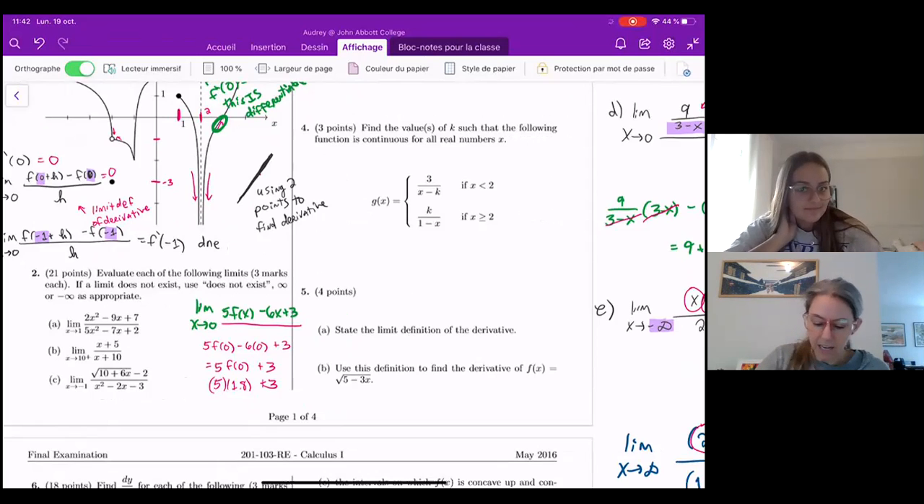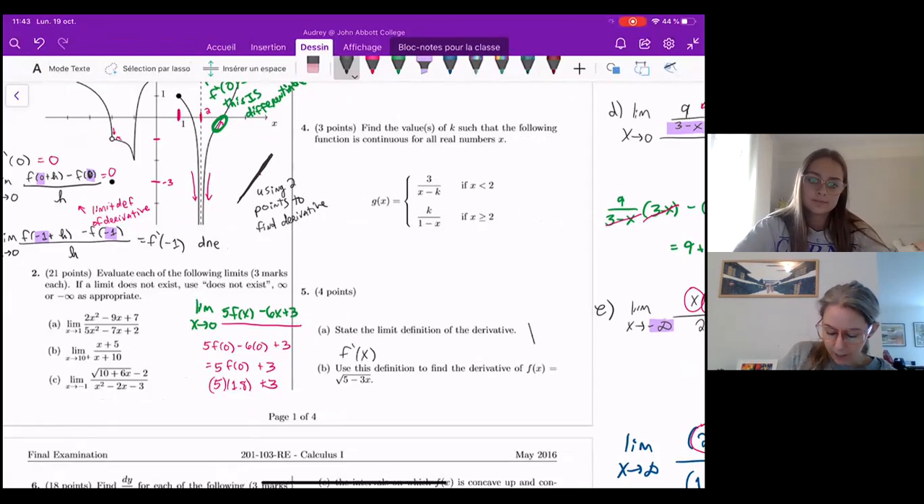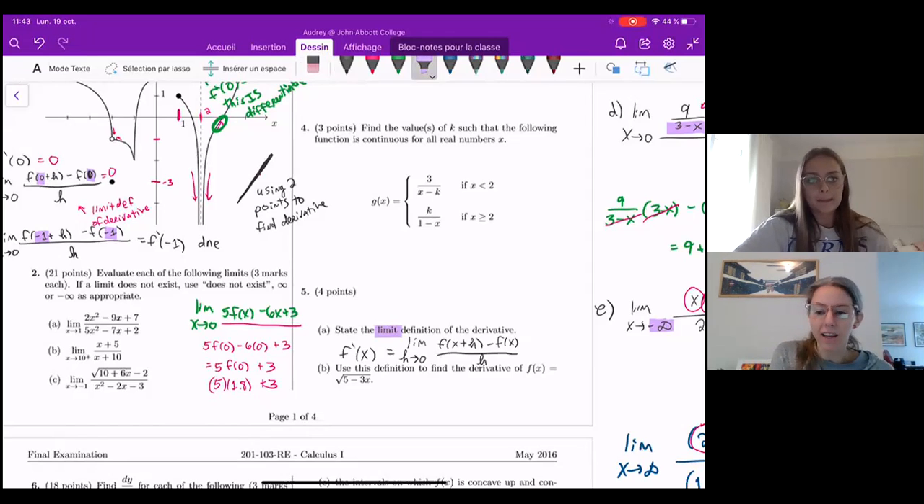Yes. Okay, state the limit definition of the derivative. I'm just gonna do this because I've already done it numerous times today. Limit as h approaches 0, f of x plus h minus f of x over h. Now, I would like to point out that in the limit definition of the derivative, there is the word limit. That should tell you that in your definition, there should be a limit. If you forget the limit, then you do not get any points for this.